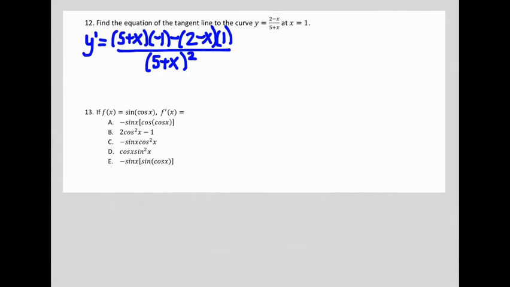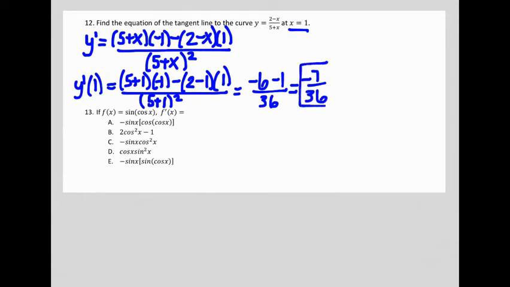Now this is the derivative at any x. We don't want the derivative at any x. We're actually being asked to write the tangent line when x is equal to 1. So let's replace all of these x's with 1's. So 6 times negative 1, then we've got 1 times 1 over 6 squared, which is 36. So I've got a slope of negative 7 over 36.